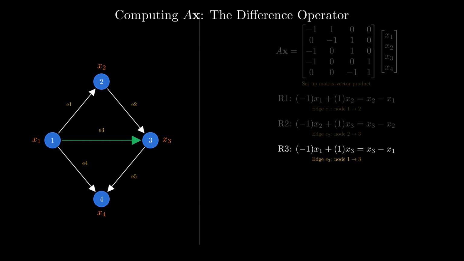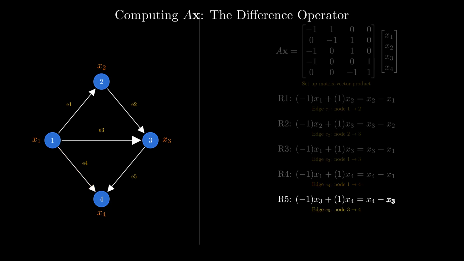Row 3 is -1, 0, 1, 0. This gives -1 times x1 plus 1 times x3, which equals x3 minus x1, the difference across edge E3. Row 4 is -1, 0, 0, 1. This gives -1 times x1 plus 1 times x4, which equals x4 minus x1, the difference across edge E4. Row 5 is 0, 0, -1, 1. And this gives -1 times x3 plus 1 times x4, which equals x4 minus x3, the difference across edge E5.